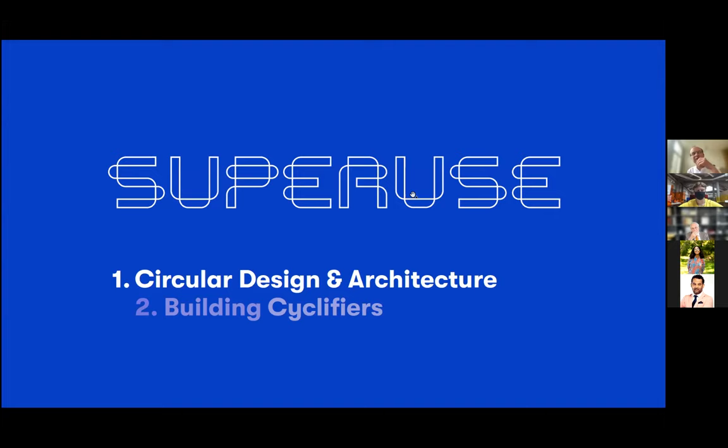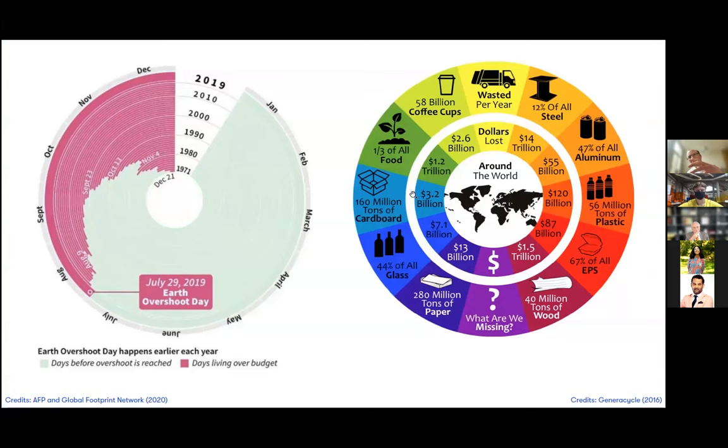I divided this lecture in two parts. One is about circular design and architecture, which is close to the profession of the architect that I was indeed trained in. And the second part is building cyclifiers, which connects many different layers and flows that surround us and that we are not often noticing as architects, at least not when I was trained as an architect. Luckily, this is changing.